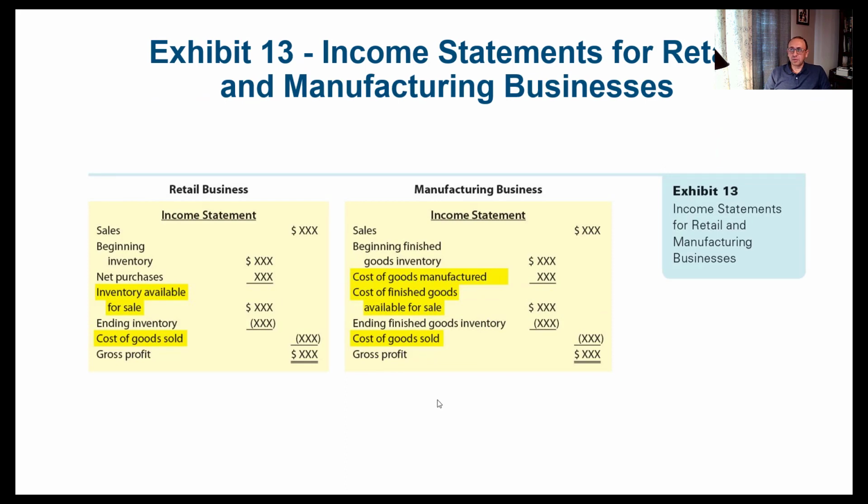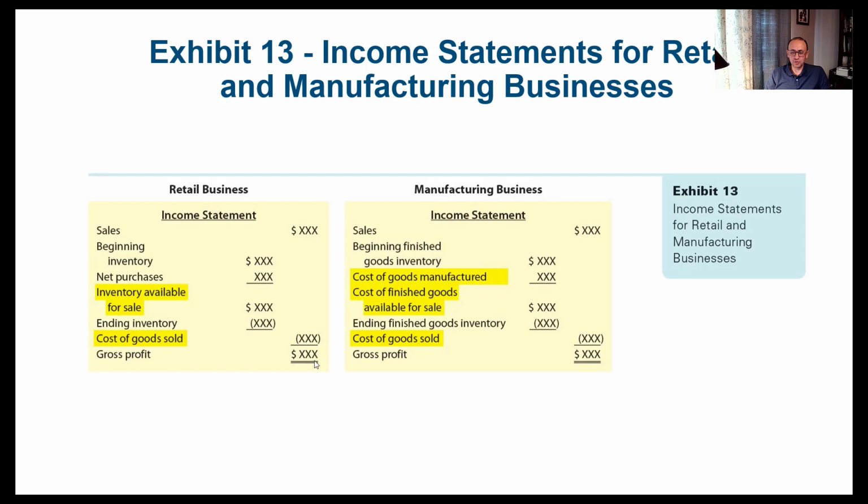So let's see the income statement for a retail business versus a manufacturing business. For a retail business, we used to have the beginning inventory. We show the net purchases, and when we add them together, that gives us what we call inventory available for sale. Then remember, we subtract the ending inventory to get the amount of cost of goods sold. When we subtract the cost of goods sold from our sales, we get the gross profit.